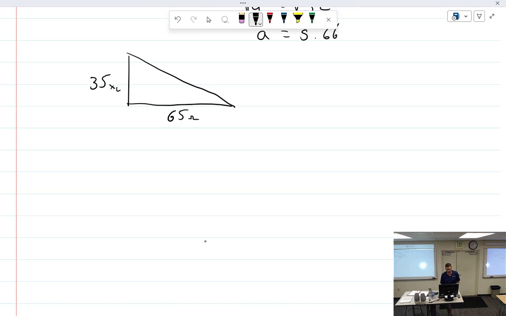And over here, for fun, instead of me telling you, why don't we figure out what the hypotenuse is? So a squared plus b squared equals c squared. And so we have 35 squared plus 65 squared equals c squared. And I'll let you figure out the rest.